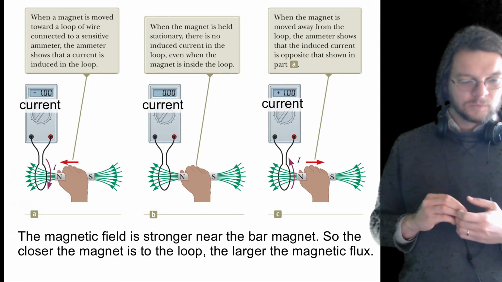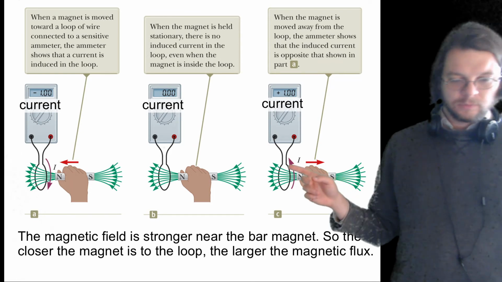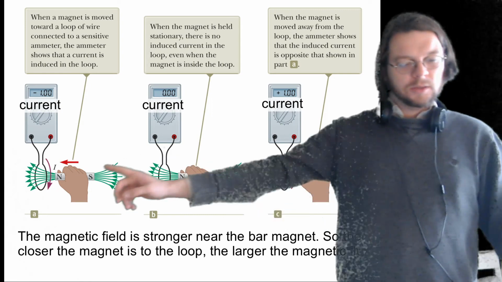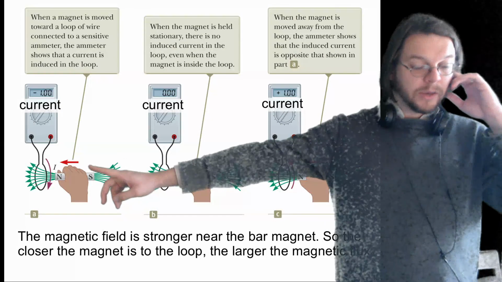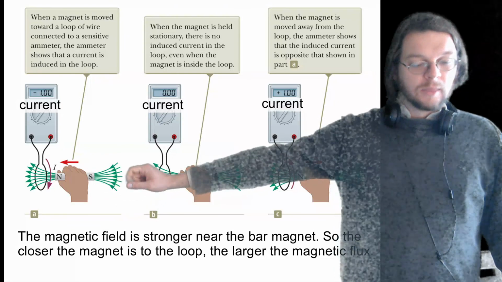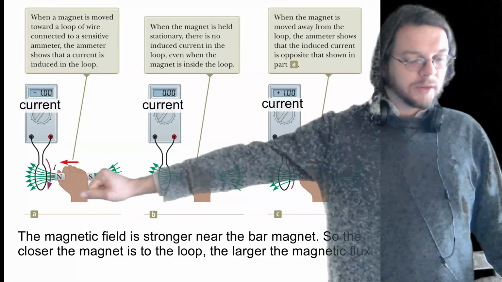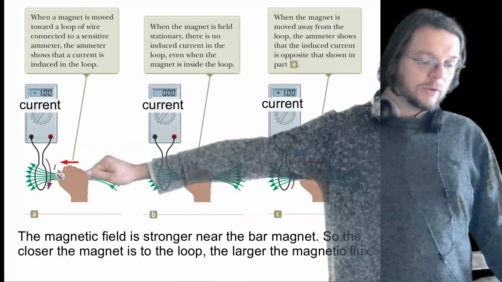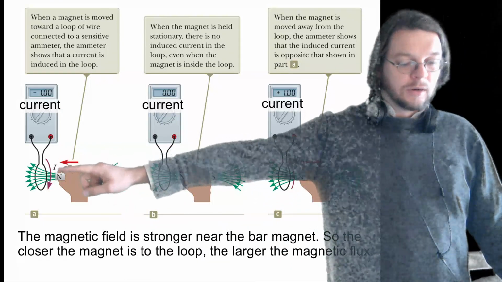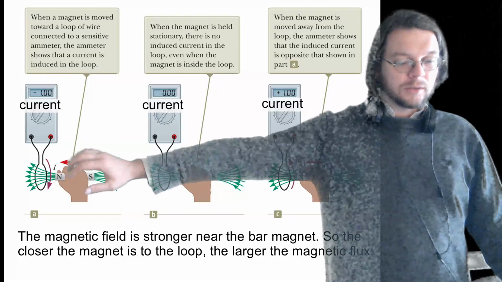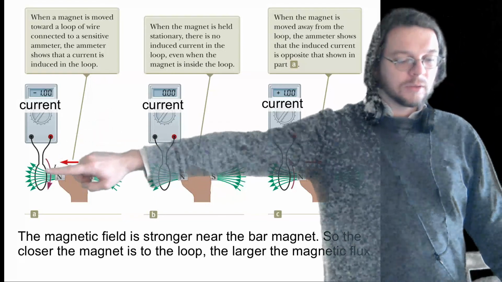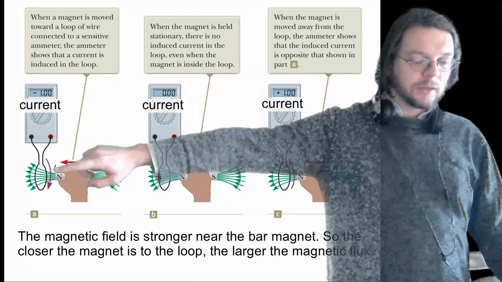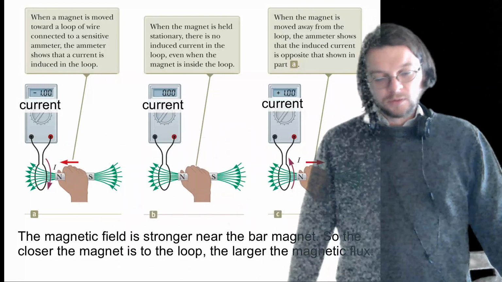So this is a drawing from the book that I put up here, because it's interesting to me that it shows that as you bring the bar magnet closer to this thing, you are increasing the magnetic flux, and then you induce a current in this wire loop so that it produces a magnetic field in the opposite direction to it.